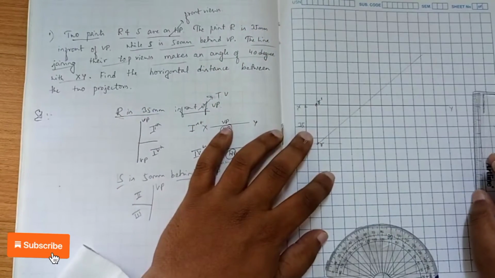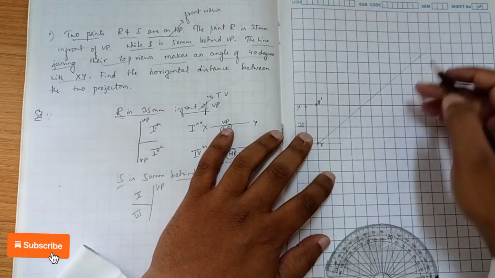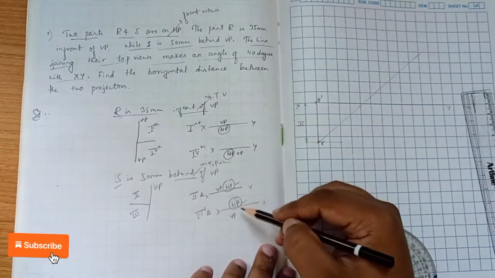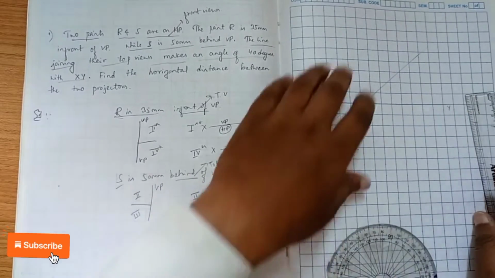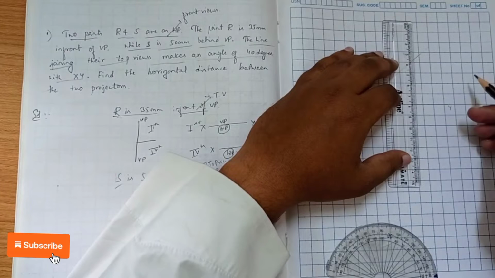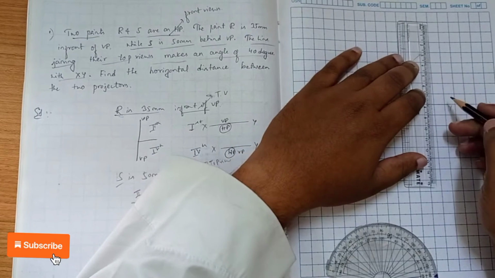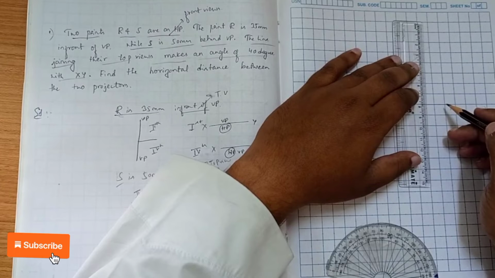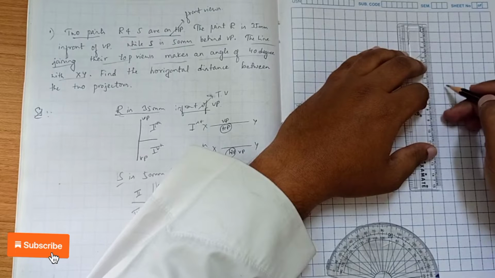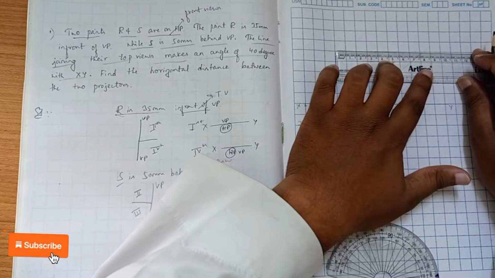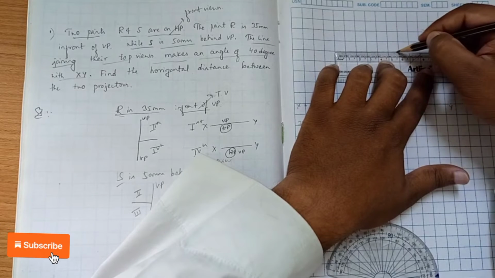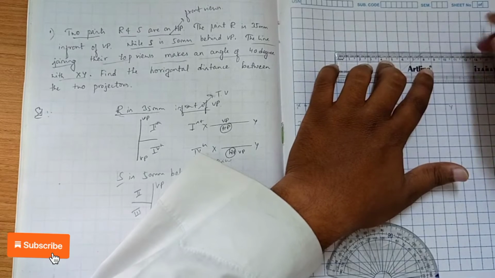We know that the top view of S is lying 50 mm behind VP, so it is lying above the XY line. For that purpose we will be drawing a 50 mm horizontal line here, 1, 2, 3, 4, 5. So 50 mm horizontal line. That is nothing but the locus of S.